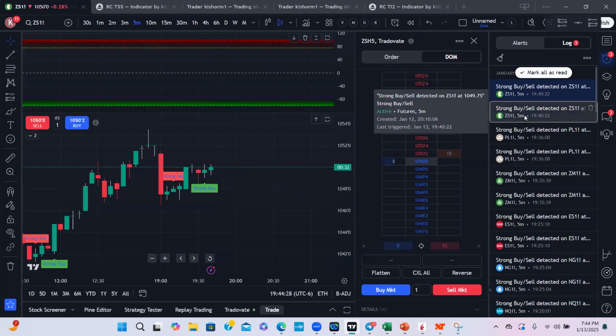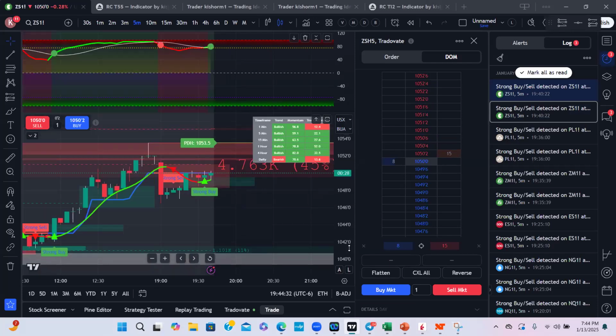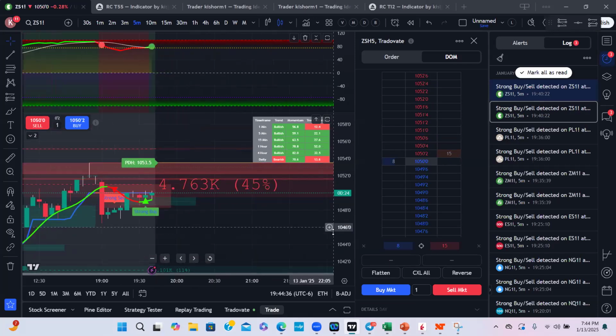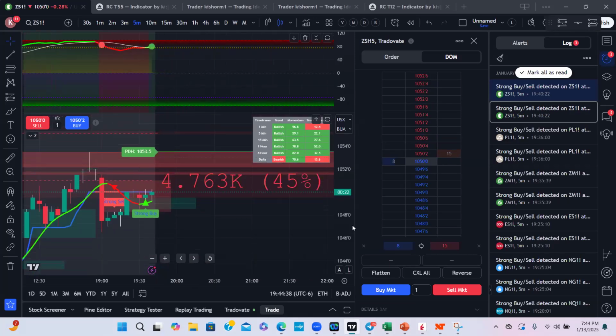Now you have to tell whether we have to take this one or not. We got a strong buy signal. Do you think that's a good opportunity or not? We should not, because we are very.